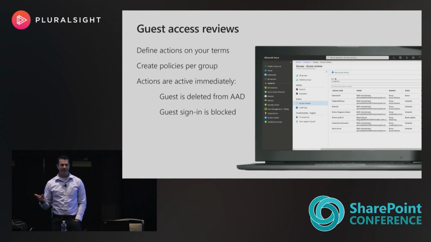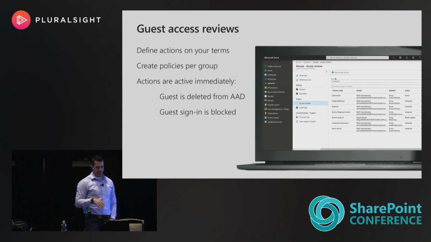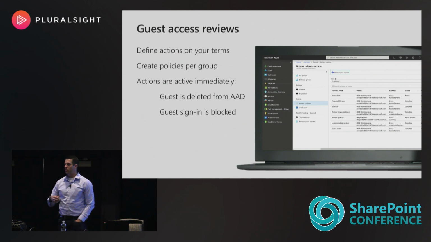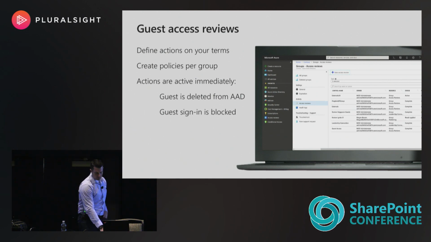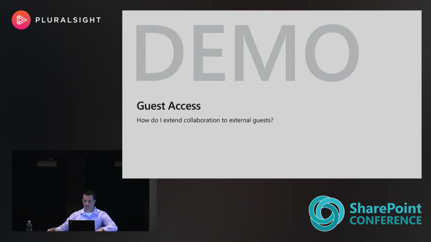Every 6 months, let's just check and see if they should still have access to this content or not. So what you can do here is create an access review policy. If that user is rejected, then they'll be removed from that group, and they immediately lose access to all of those resources. So let's take a look at a quick demo of this.